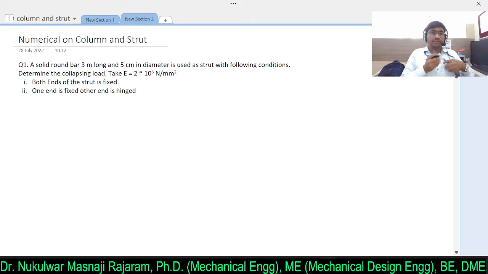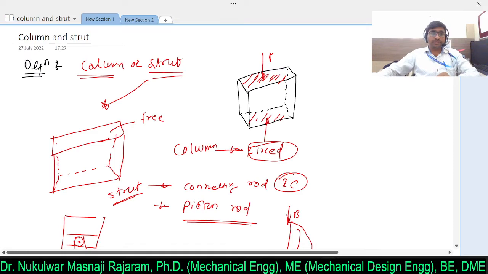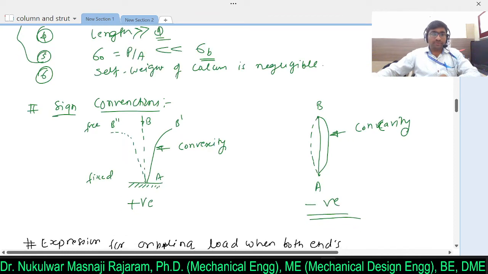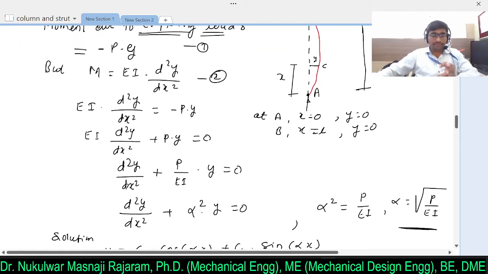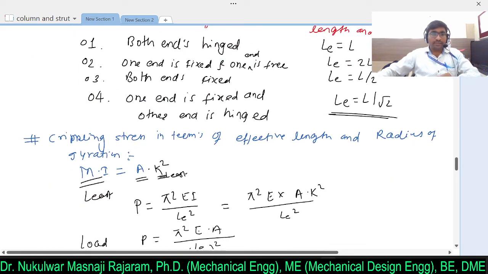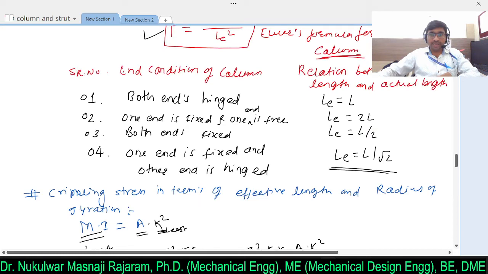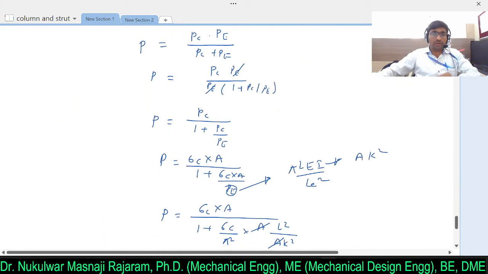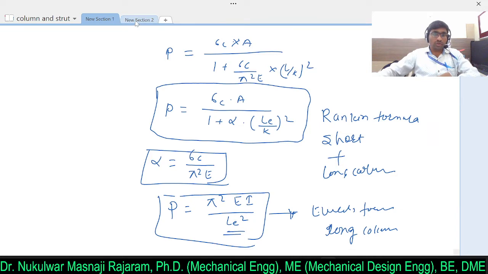Yesterday we have seen what is column, what is crippling load, what is buckling load, what is crushing load, what is strut. So in last lecture we defined all the things, and here we derived the most important Euler's formula for column, Euler's formula for long column, and then we learned the different end conditions and effective length, or we can say equivalent length. Clear? After that we learned the Rankine formula which is used for long columns as well as short columns.